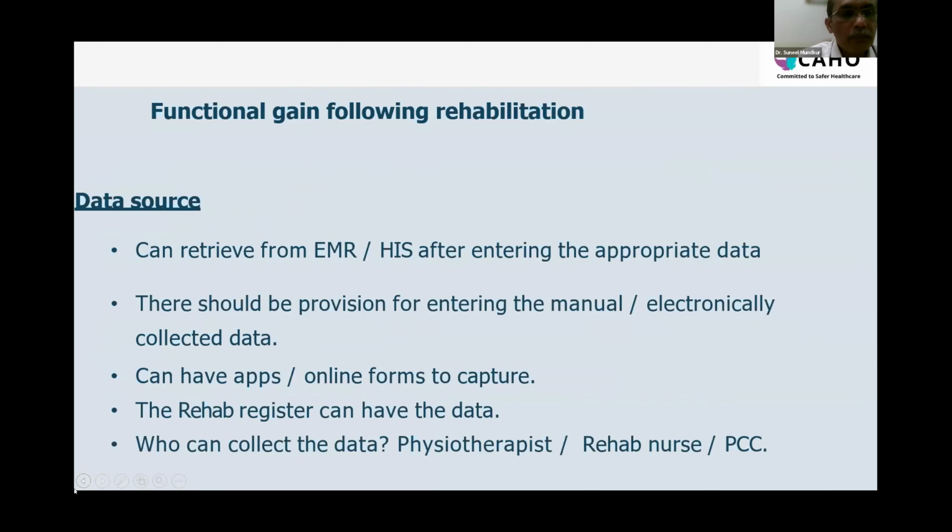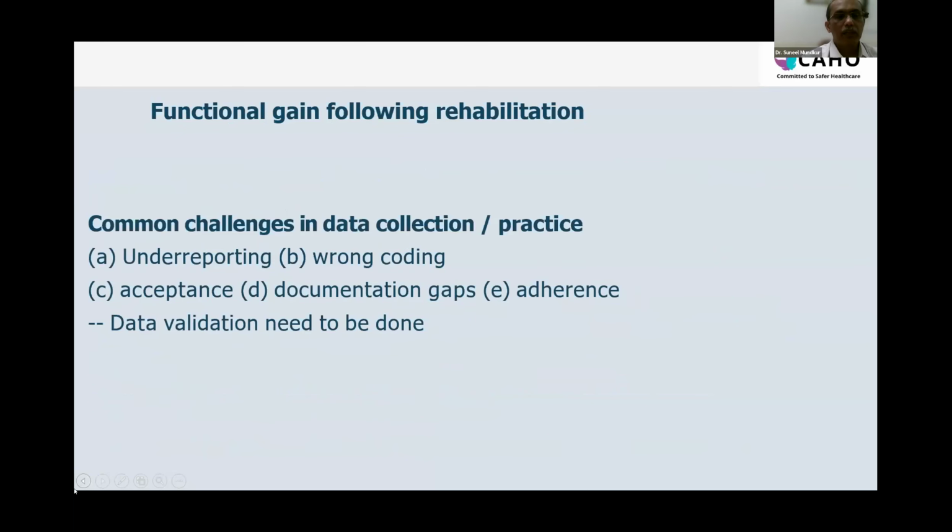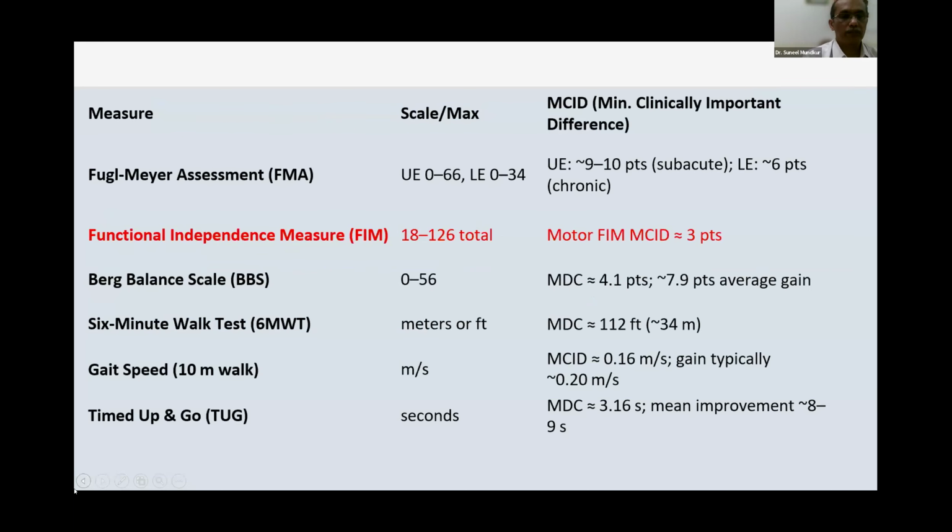Before that, we will complete the usual stuff. That is, you can retrieve this data from the EMR. There should be provision for entering manual or electronically collected data; you can have apps or online forms to capture it. The rehab register can have this data. And who can collect this data? Either the physiotherapist, rehabilitation nurse, or patient care coordinator can collect it. The common challenges remain the same, because underreporting, wrong coding, acceptance, documentation gaps, and adherence issues can happen. So there is a need for data validation always.